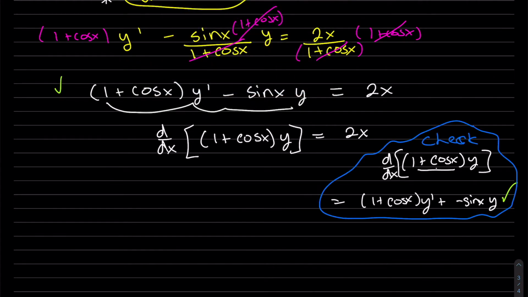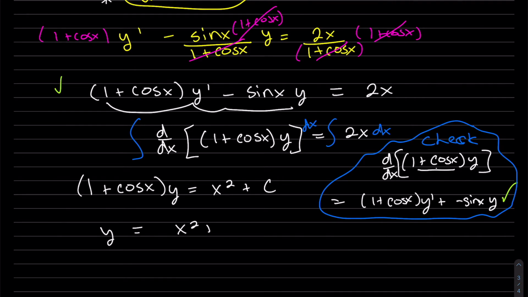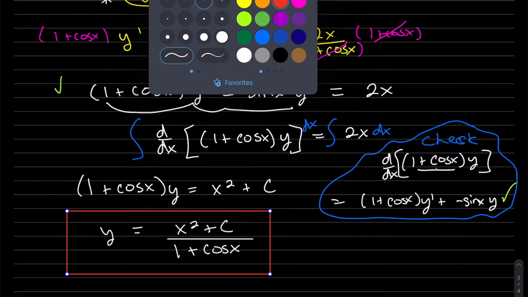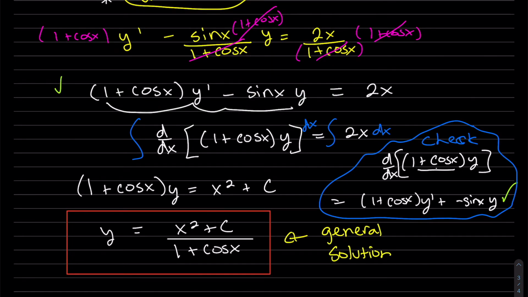This is my check. So now integrate in terms of x. The derivative and the integral cancel. We get 1 plus cosine of x times y equals x squared plus c. Solve for y equals x squared plus c all over 1 plus cosine of x. And remember, this is just the general solution because it has our c in it.